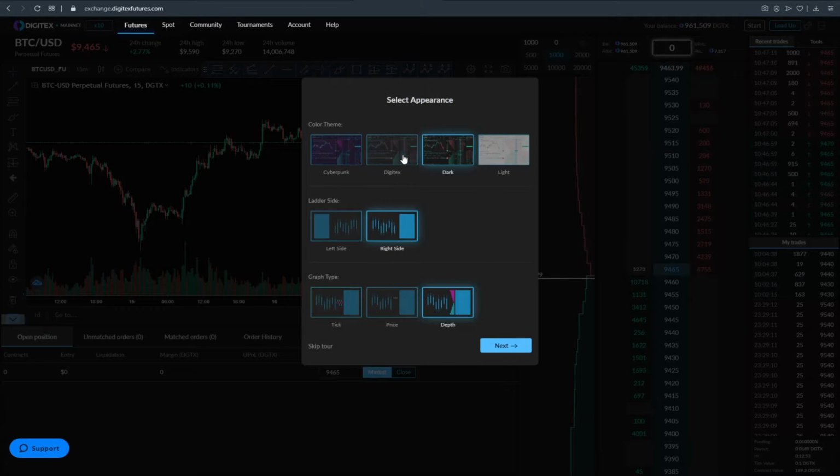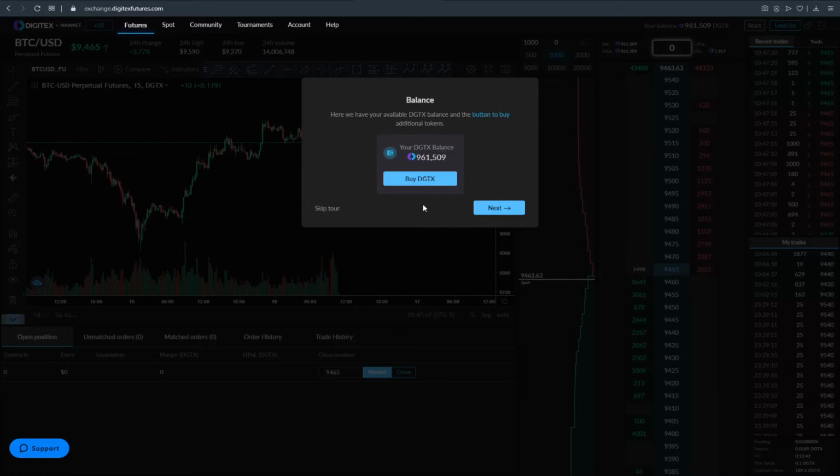So you can select your appearance, select which side you want the ladder to be on, your graph type that's going to show up here next to the ladder, and you can select all of that and then move on. So it kind of helps you walk through and set everything up.